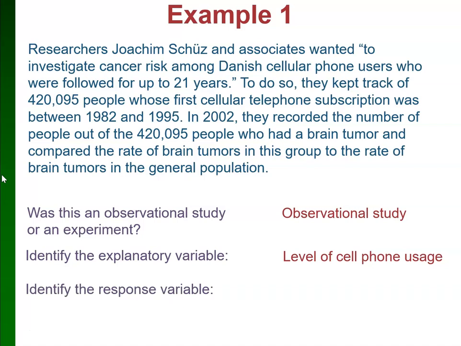The response variable is what was being recorded for these people, and that is how many of them had a brain tumor. They were comparing that to the rate of brain tumors in the general population. So this is the effect that was being observed. The response variable is whether or not a brain tumor developed.